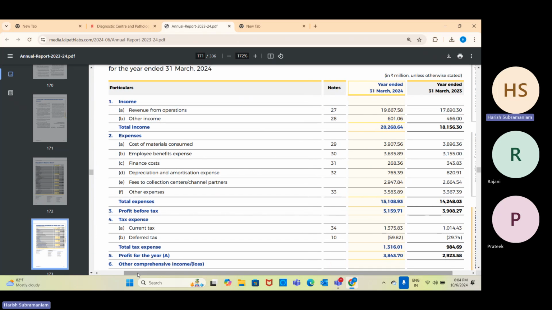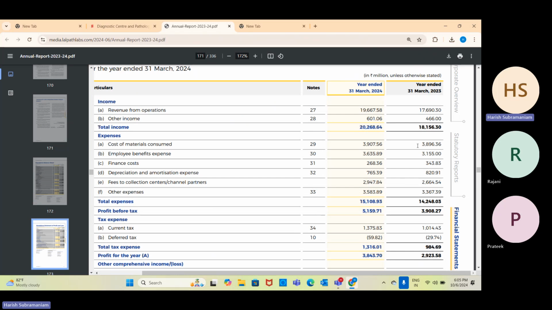So this is the standard structure that we have in any sort of an income statement. We start with the revenue and then we do the expenses, we do depreciation and all, we do taxation, and then we finally get the profit, right? So now we see over here, we have the year ended 2023, the previous financial year. So this was 2024, and then we have 2023 over here. And we see, okay, what is the total income? This is 18,156, and this is 20,000. And similarly, we can see what is the profit this year. It has gone up.